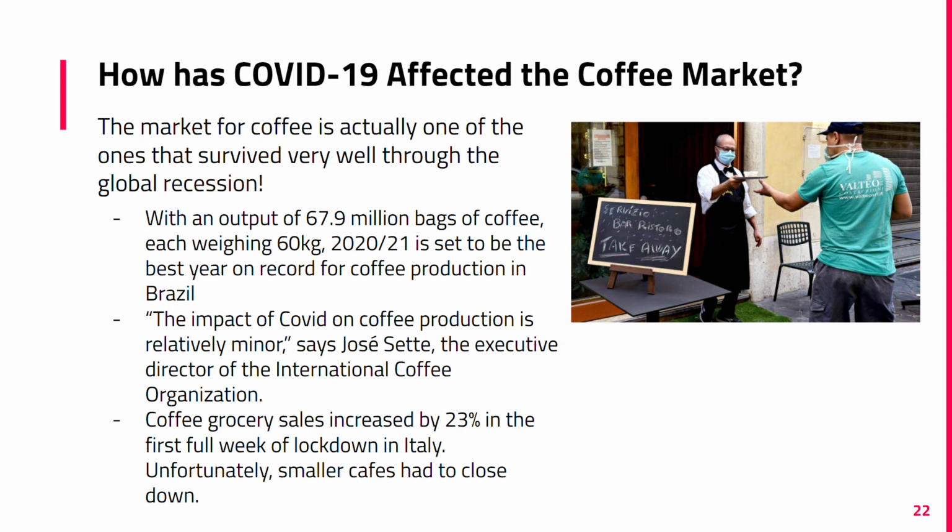So despite the difficulties finding sufficient migrant labor, even much smaller coffee-producing countries like Ethiopia, which exports about 4 million bags of coffee per year, have been largely able to continue production as planned. And lastly, we have coffee grocery sales, which increased by 23% in the first full week of lockdown in Italy, as many things have, but unfortunately smaller cafes and coffee roasters still had to close down.